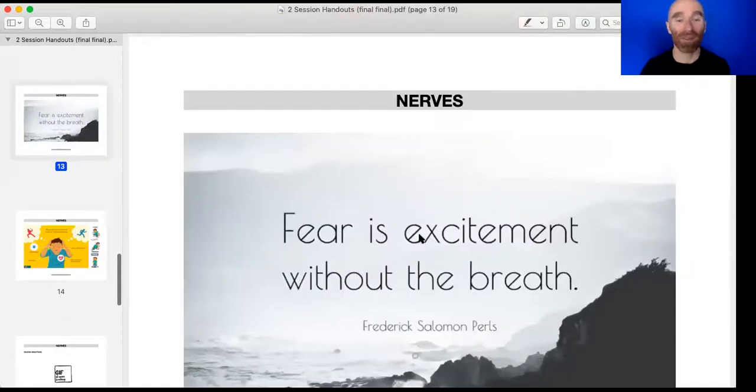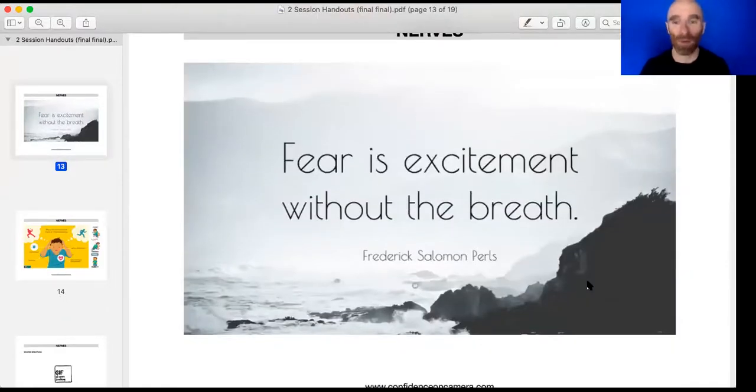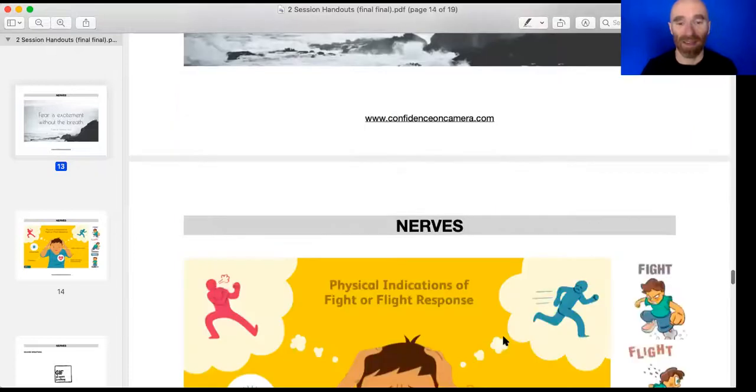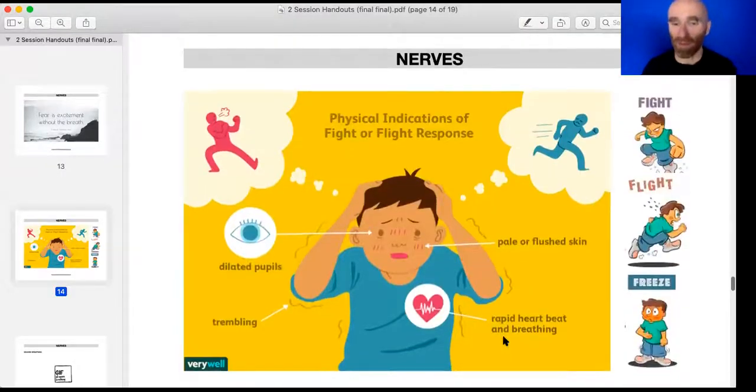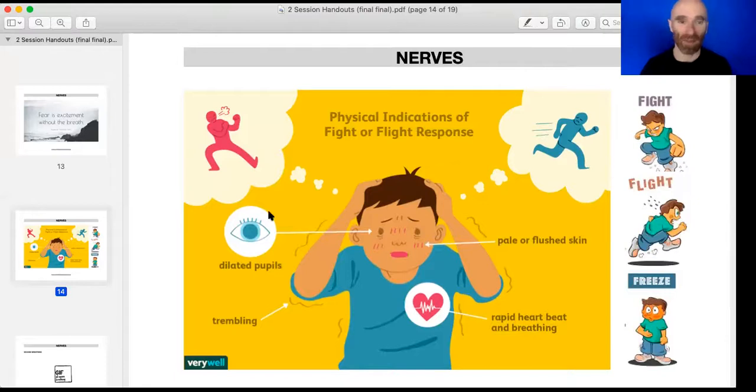So to go back to these handouts, this is the Fritz Perls quote. Frederick Solomon Perls. He's the founder of Gestalt therapy. But really, this could be from any acting class. Here's excitement without the breath. Love this quote. The fight, flight, or freeze, physical indications of fight or flight response, the dilated pupils. Actually, if this happens to you, it'll just make you more appealing on camera. It's the trembling that I think we have to address. Pale or flushed skin, rapid heart rate and breathing.